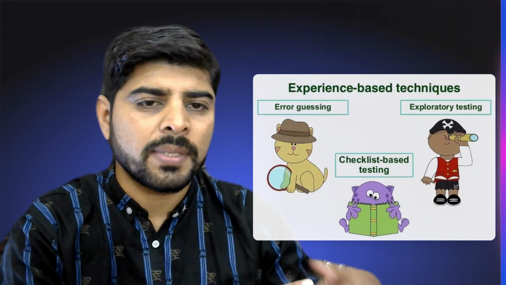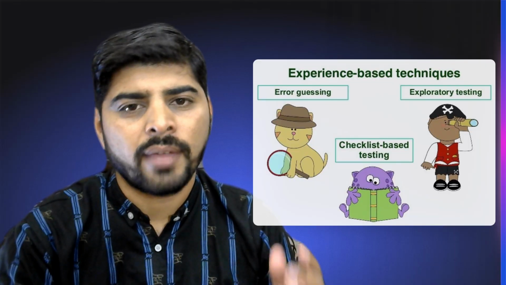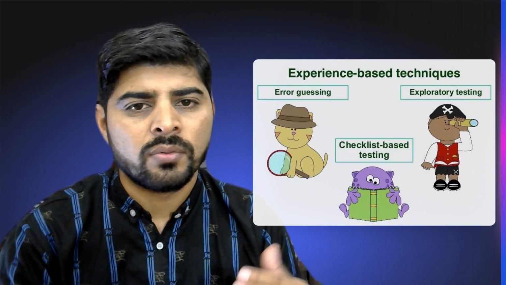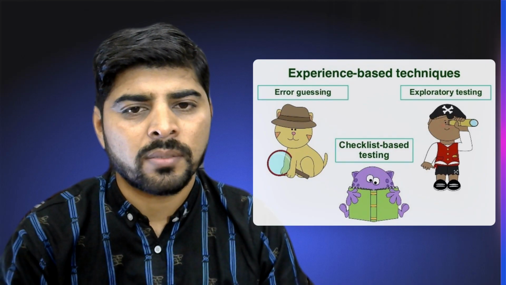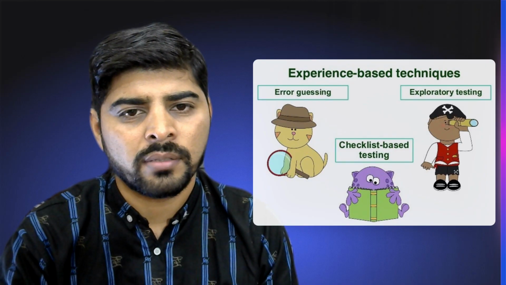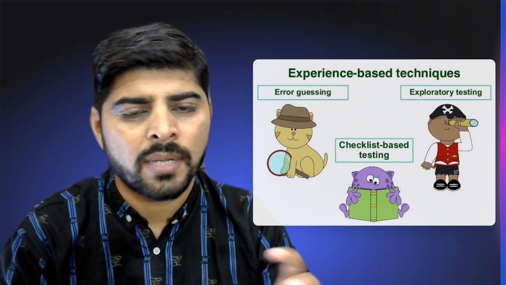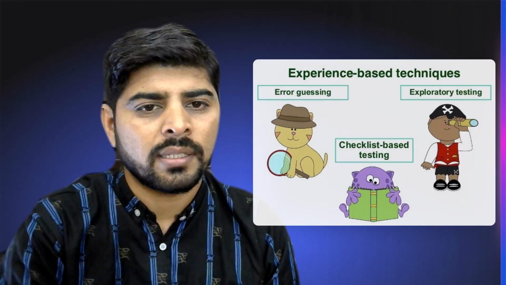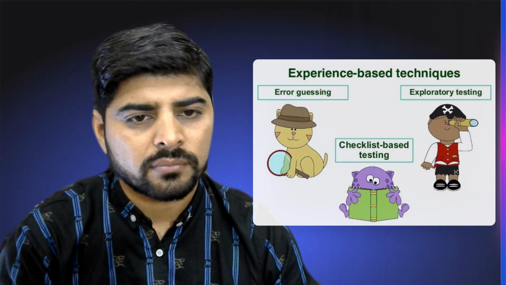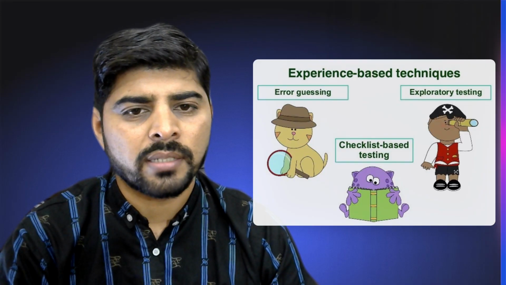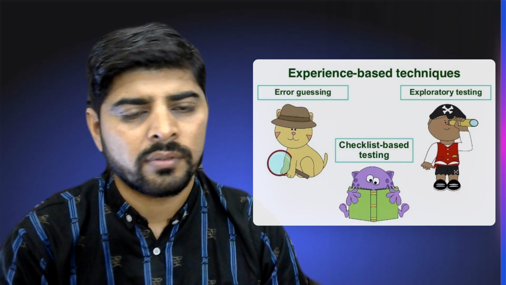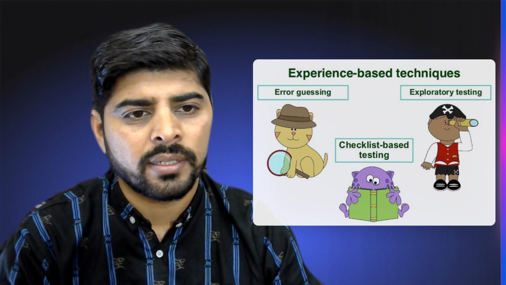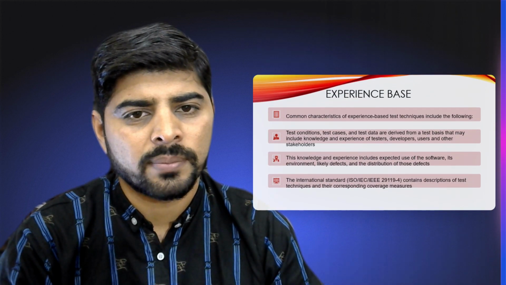In experience-based testing techniques, we have error guessing, which is based upon the experience of the tester. They guess based upon their experience. They know that it is likely that this bug will be there. They also do exploratory testing and checklist-based testing. In checklist-based testing, they have a checklist and identify issues from it. In exploratory testing, they explore the product and identify issues based upon their experience.